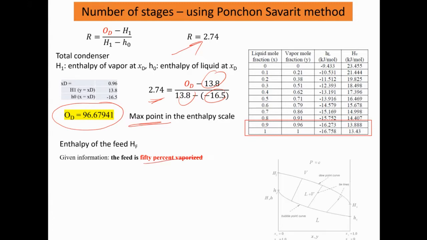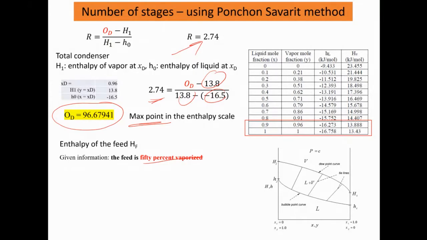You do the same thing now for the feed, because it's 50% vaporized, and you know from thermodynamics 50% vaporized means it's going to be somewhere here. We don't know where exactly, so we have to determine this one. If you go back to chain 1200, you can obtain the enthalpy of the feed, which is going to be the enthalpy of the saturated liquid at X feed, plus lambda, the heat of vaporization, multiplied by 0.5 because it's 50%.